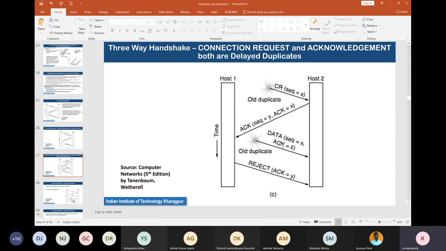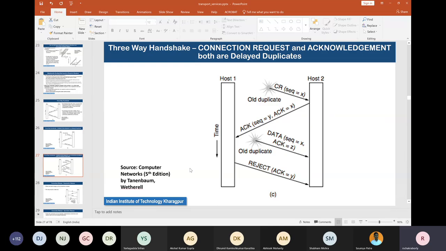So host 2 does not accept this data packet, saying that something is wrong, because if this guy had sent me this data packet as the reply after successfully receiving the acknowledgement that I sent some time back, it should have an acknowledgement field Y, because it should have told me that my next expected data segment should have a value Y. Instead, it is saying some value Z. So this is an old duplicate. I will not accept it. So it rejects it.